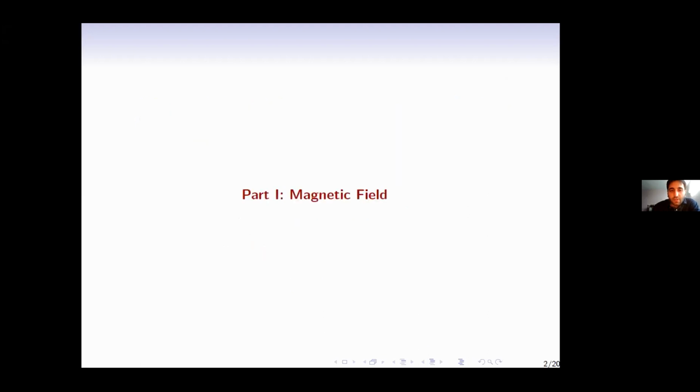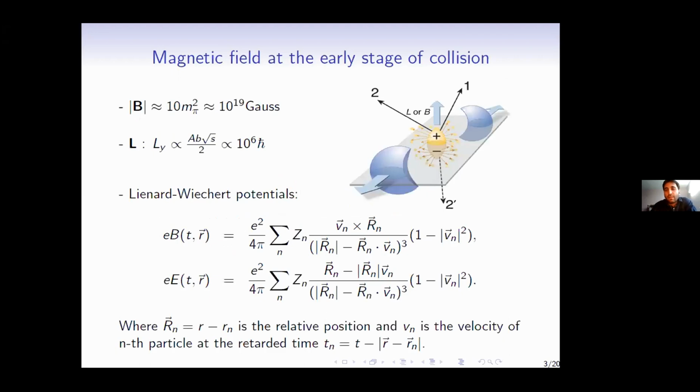With this in mind, I'm starting with the generation of the magnetic field at the earliest stage of the collision. In relativistic heavy ion collision, charged particles are moving with relativistic velocities, and because of this, we can expect that an enormous magnetic field is generated orthogonal to the reaction plane. The magnitude of this magnetic field is approximately 10^19 Gauss, and the major part of it is produced by the spectators. So as these spectators leave the interaction zone, we may expect that the magnetic field decays very fast.